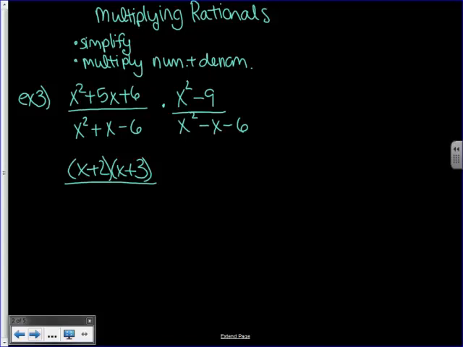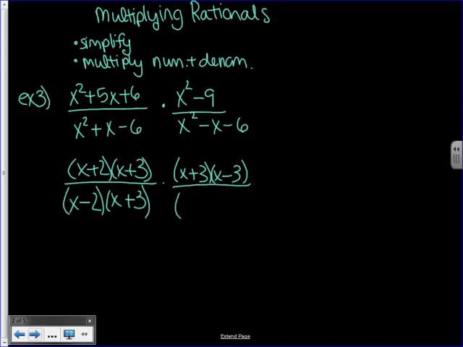Then here, factors of negative 6 that add to 1. Well, that would be negative 2 and positive 3. So x minus 2 and x plus 3. Here I'm multiplying x plus 3, x minus 3, or factors of negative 6, negative 3 and positive 2, and x plus 2. Well, let's see what that cancels just from my fractions. Well, my x plus 3 and my x plus 3. My x minus 3 and my x minus 3.